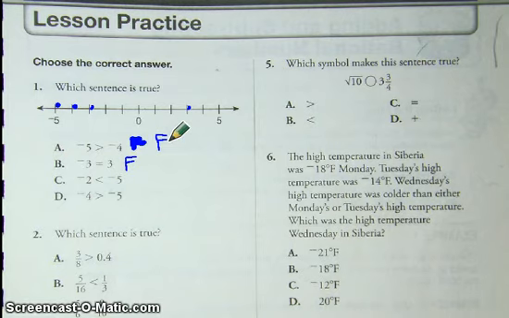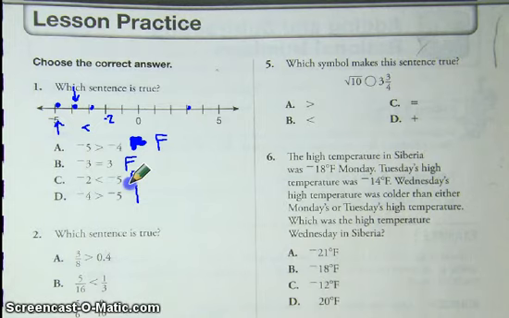All right. C says -2, which is here, is less than -5. This is also false. -2 is to the right of -5. This is bigger, so this is also false. D, -4 here is greater than -5, which is here. This is true. So the correct answer for that question is D.